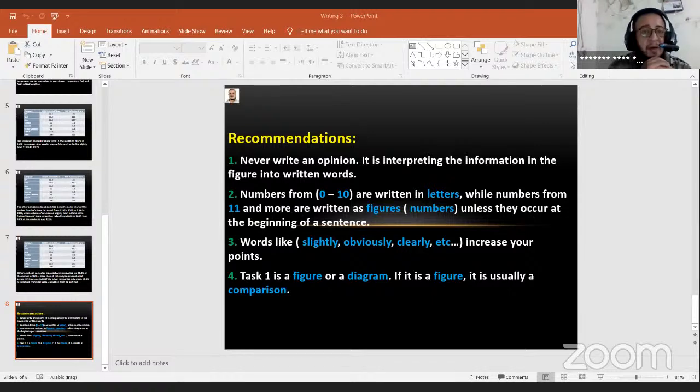Okay. I'm having a question from Ms. Sama Salim. She's asking, what do you mean by letter and figure? Okay. The letter is for the general IELTS. The figure is for the academic IELTS.